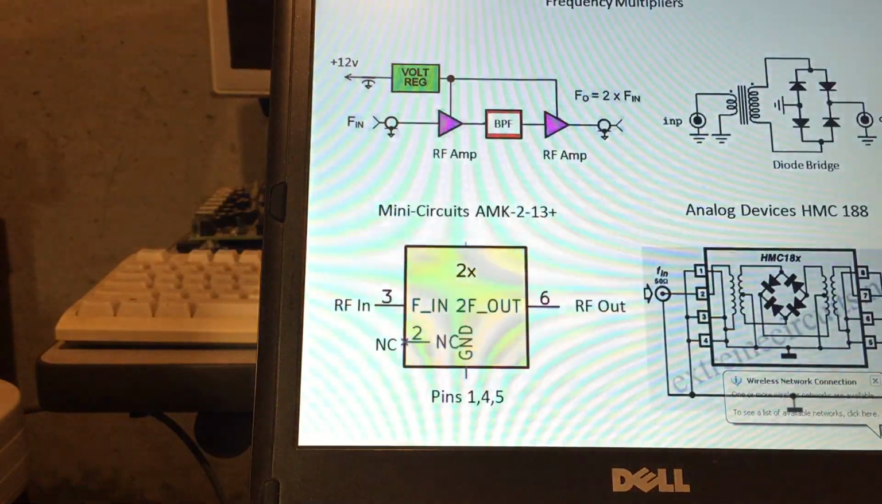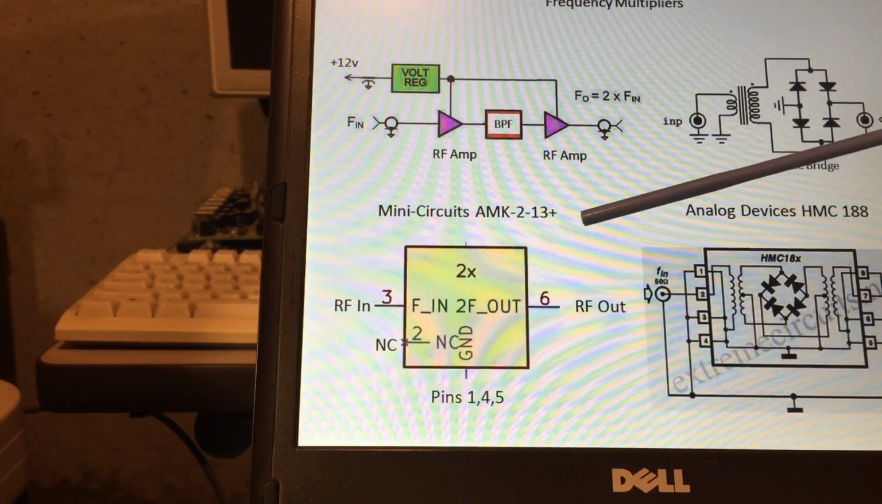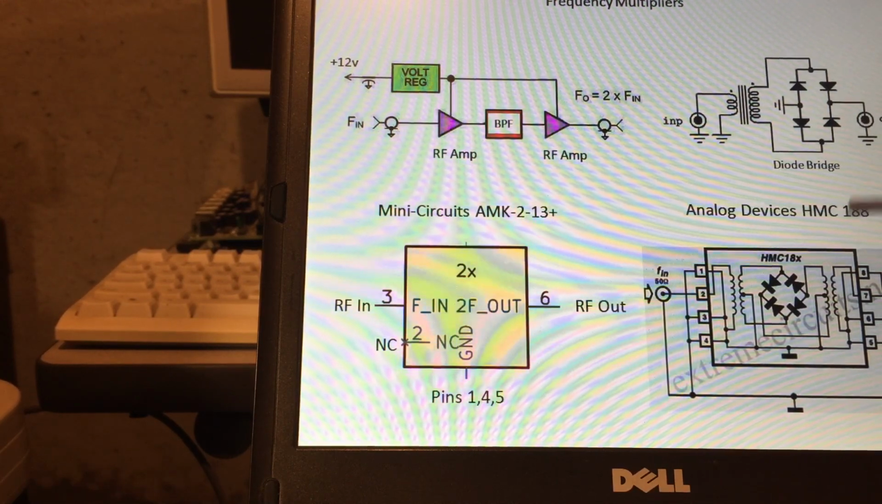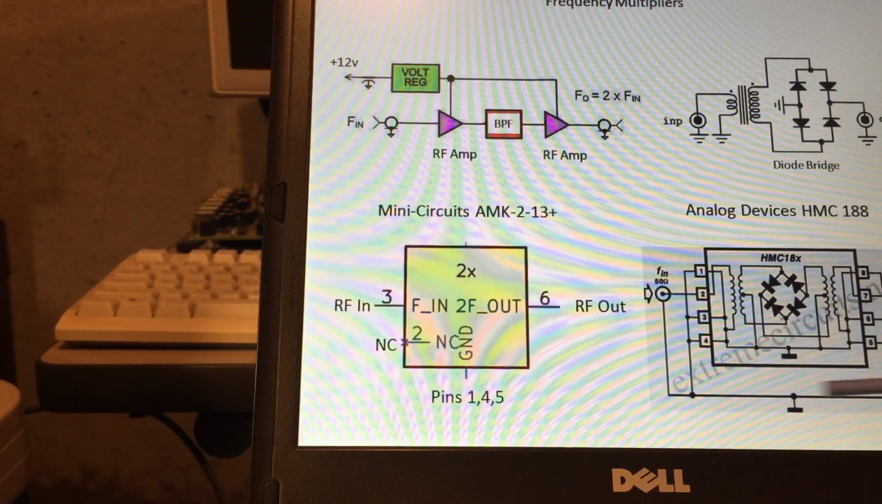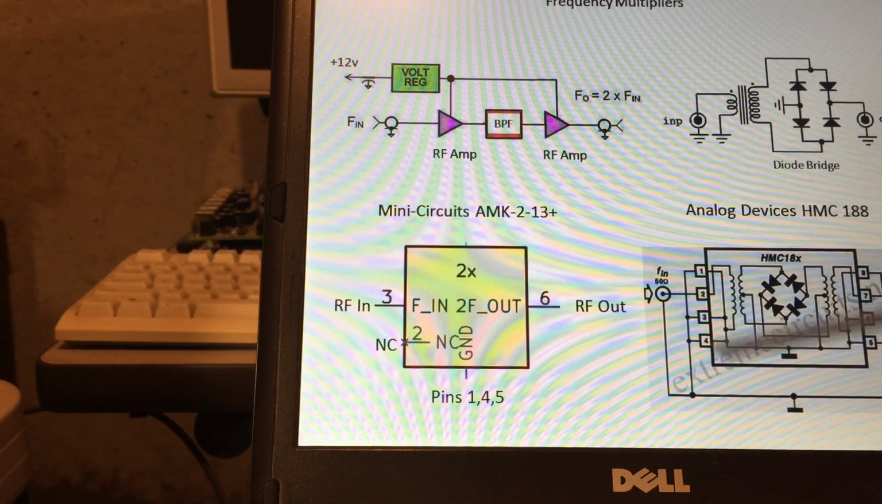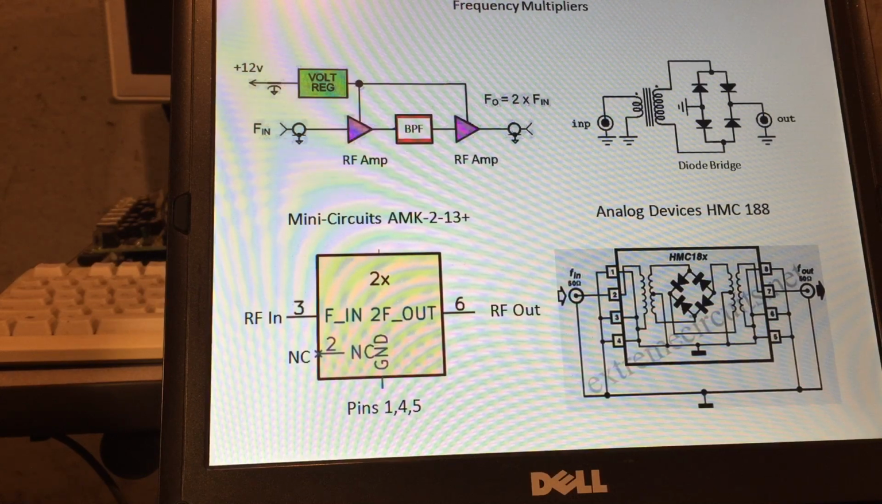Okay, so this is the one we're going to demonstrate now, Mini-Circuits AMK-2-13 Plus. Okay, and that's very similar to the Analog Devices HMC188. Okay, and here's the internal schematic, and these two basically are identical. If you look at this one closely, you'll see it's very similar to the frequency mixer. The only real difference is that the frequency mixer uses a diode ring and the multiplier uses a diode bridge. So this is basically the same as a full wave bridge rectifier used in power supplies.